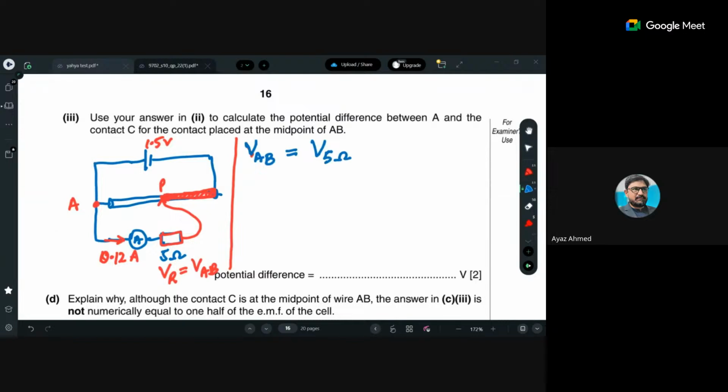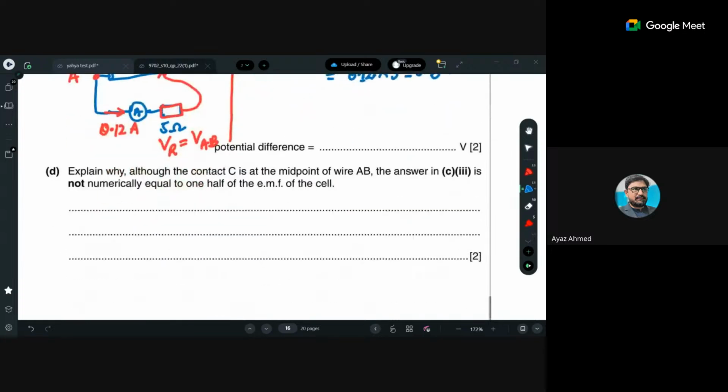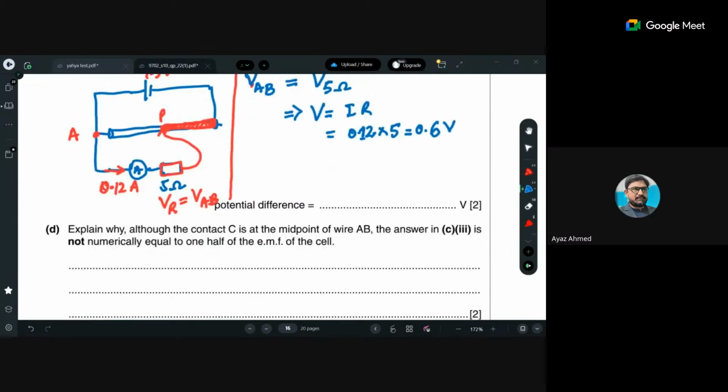Now just calculate that, because V equals I times R. So I is 0.12, whatever we have calculated from our gradient, times 5. So the value would be almost 0.6 volt. Is it clear to you? Now you can find the resistance of the wire as well. Good. 0.6 volt is the voltage.